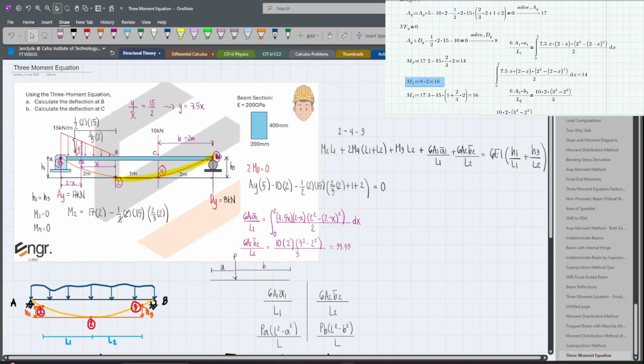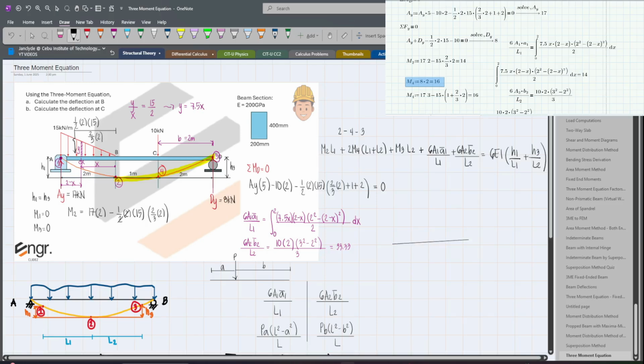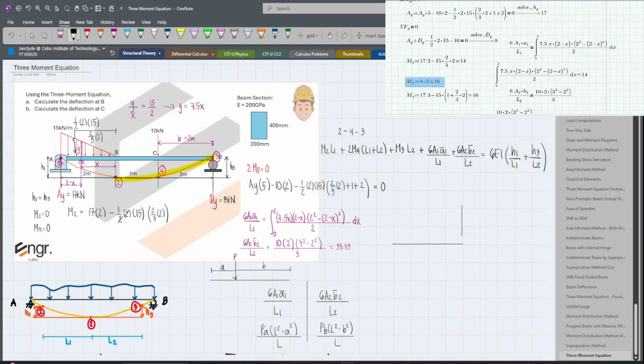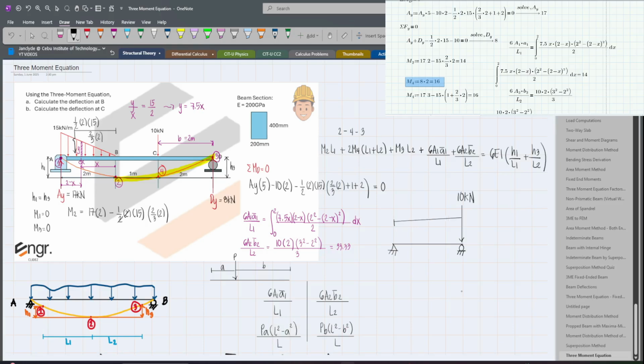Now, how about the 3-moment equation factors? For the 3-moment equation factors, this is our first span. Diba? From point 2 to 4. So, if we are to draw it, parang ito siya. 10 kilonewtons. Then, diba, gagawin natin yung simply supported. So, essentially, wala tayong 6A1 barred A1 over L1 because if you try to look at the formula, if the value of A and L are the same, then this part of the equation will be equal to 0. Kasi diba, ito yung A, which is essentially 1 meter.